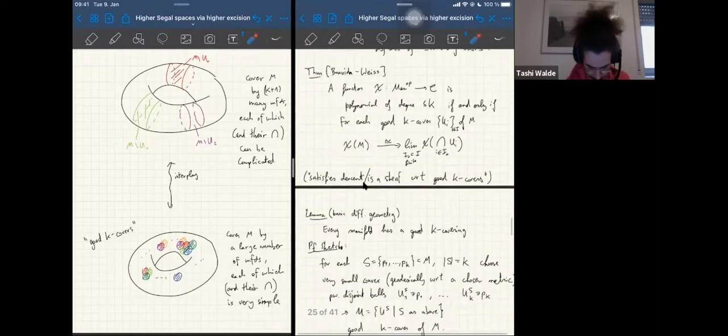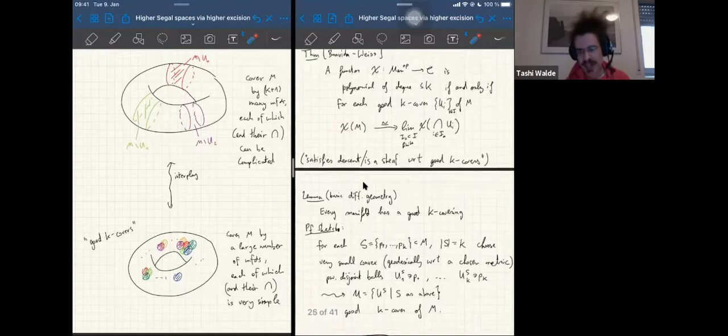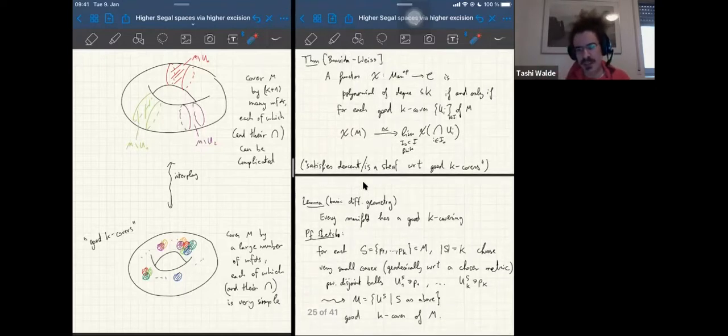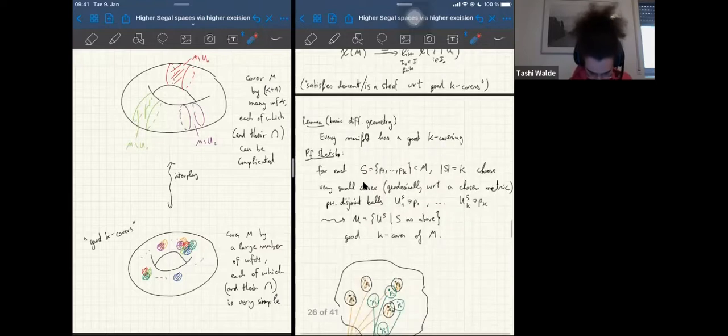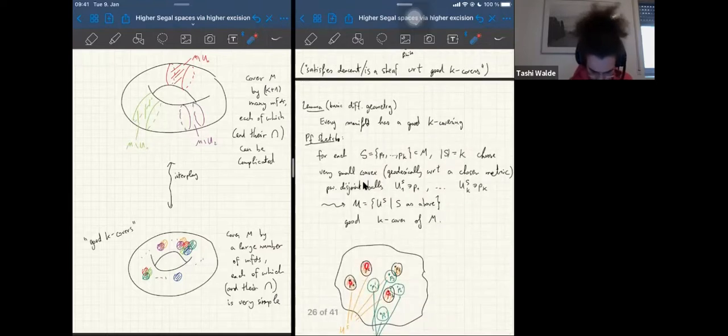Okay, and let me just sketch this lemma that every manifold has a good K covering, and you will see in a moment why I'm doing this. The reason is that this will inspire a certain analogy on the delta side. So every manifold has a good K covering, and the idea is, if you take any set which has cardinality K, we have to cover it by some open. Well, what do we do? We have this set of points. We just choose very small open balls around each.